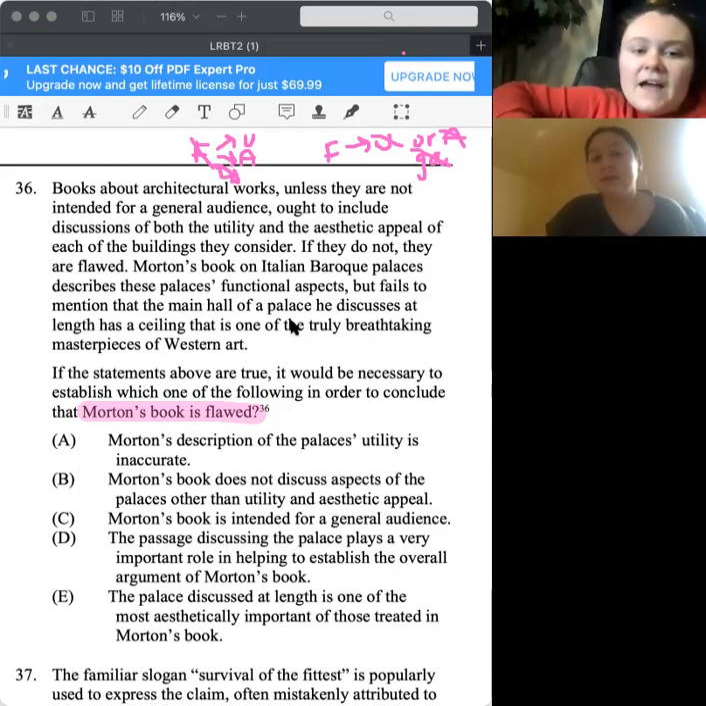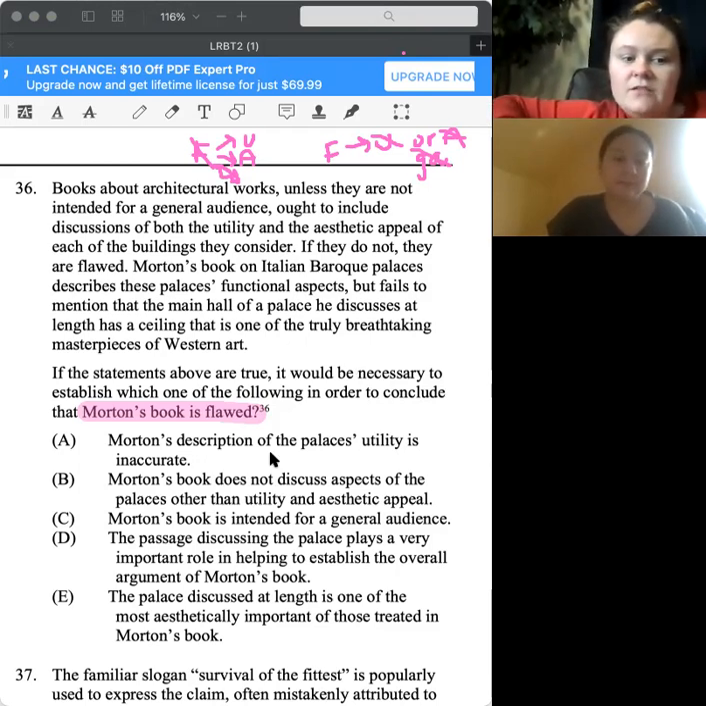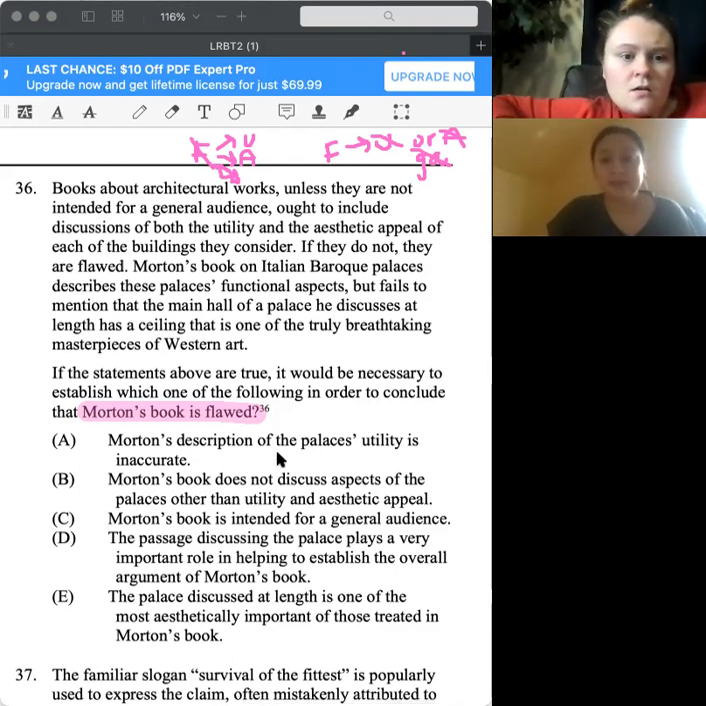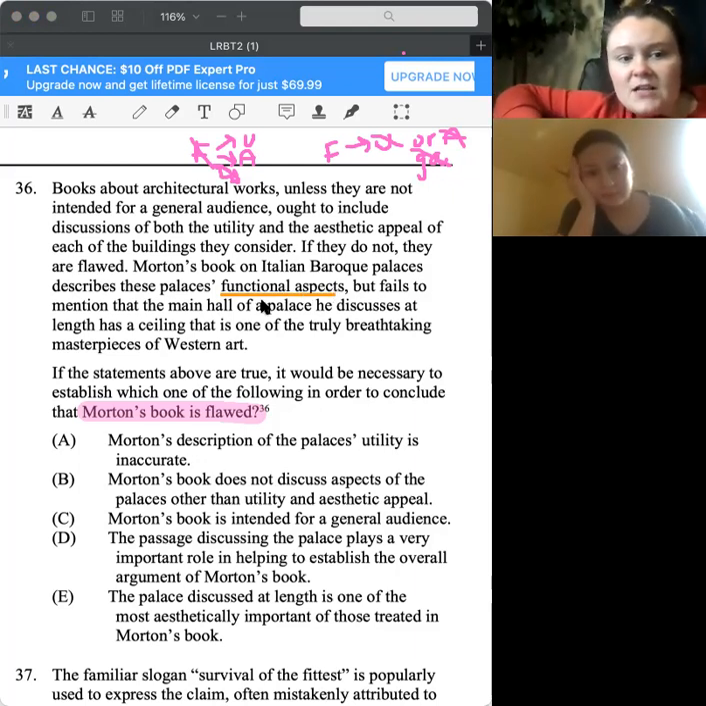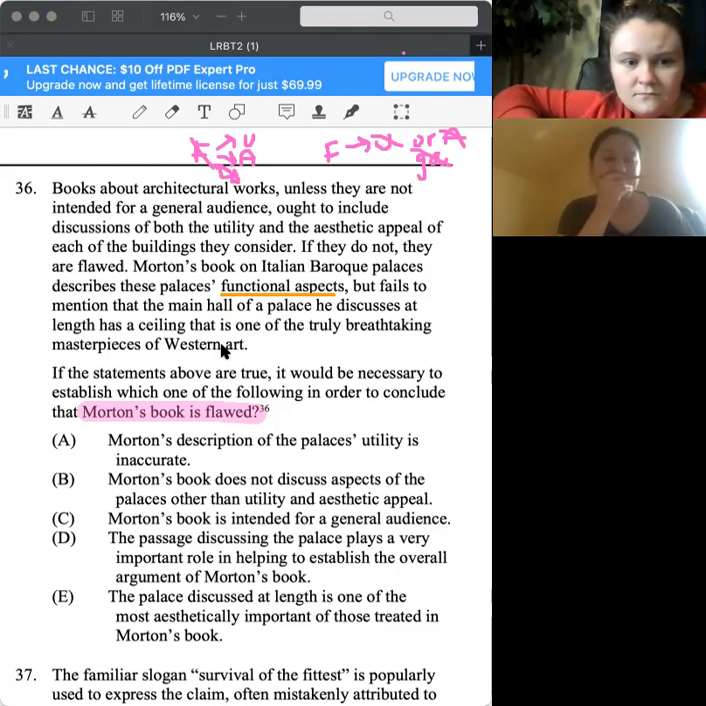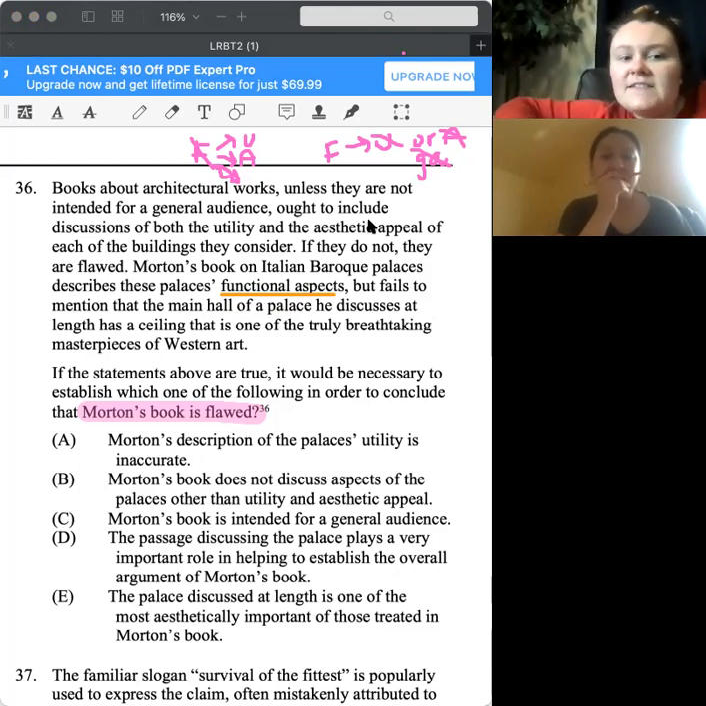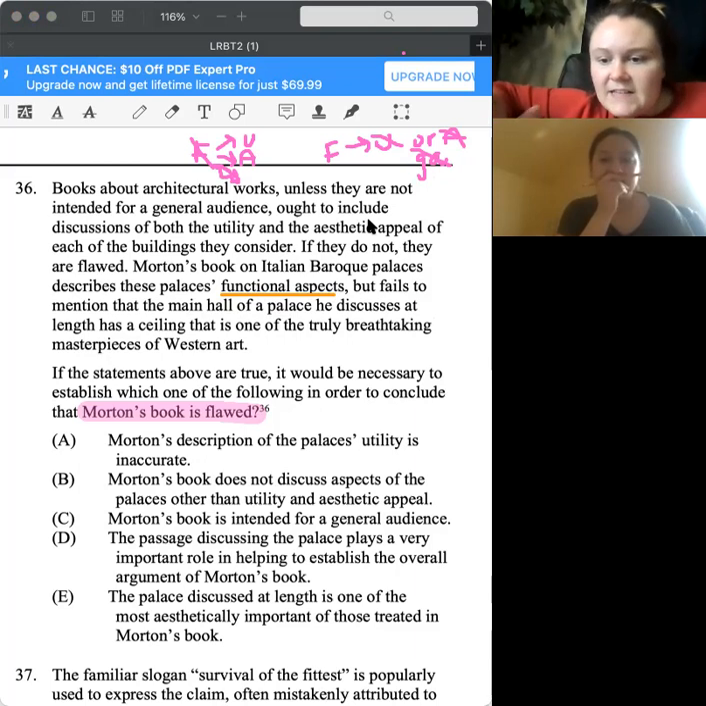But is the aesthetic value alone enough to guarantee that it's flawed? No, I think we're missing both, actually, the utility and the aesthetic appeal. I think the functional aspects, we have one of them. What we're saying is we know that it talks about the functional aspects, but it fails to discuss the aesthetic appeal. So if it's telling us that we don't have one of these things, is that enough to guarantee that it's flawed? If it doesn't have one of those two things?